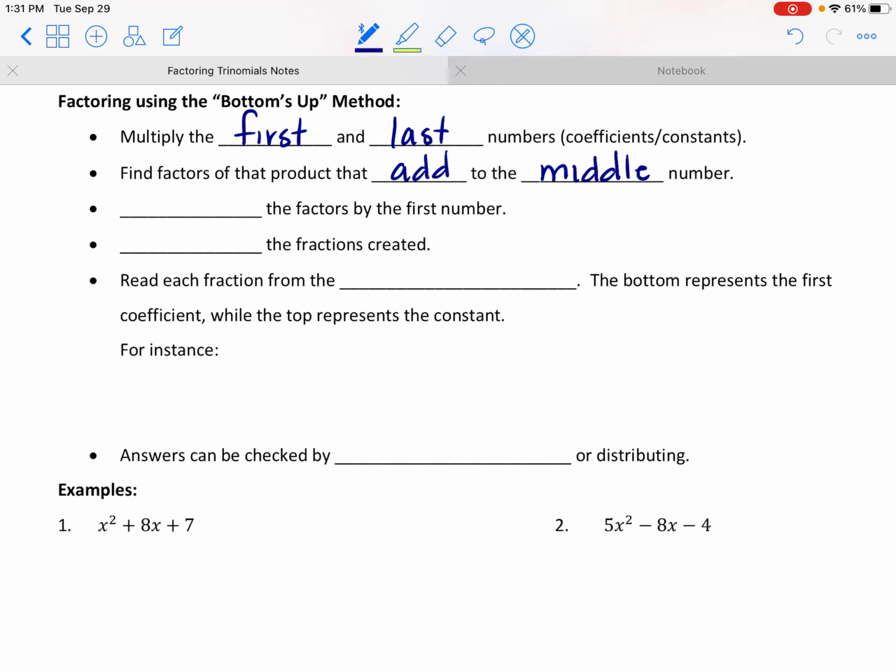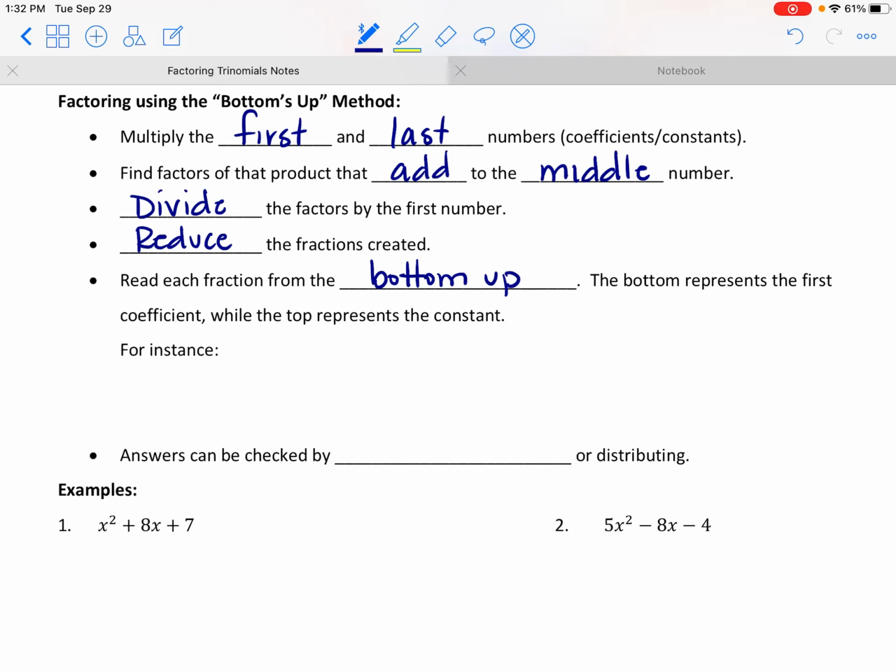And some of you might be able to see them right away. Some of you might need to make a list and then look at the entire list to find the pair. It's sort of however your brain works, okay? Now once you've found the factors that add to the middle number, you're going to divide them by the first number. And then you're going to reduce the fractions that are created if they're reducible. And then you read each fraction from the bottom up.